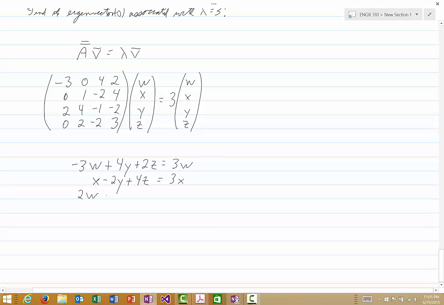2w plus 4x minus y minus 2z is equal to 3y. And finally, 2x minus 2y plus 3z is equal to 3z.